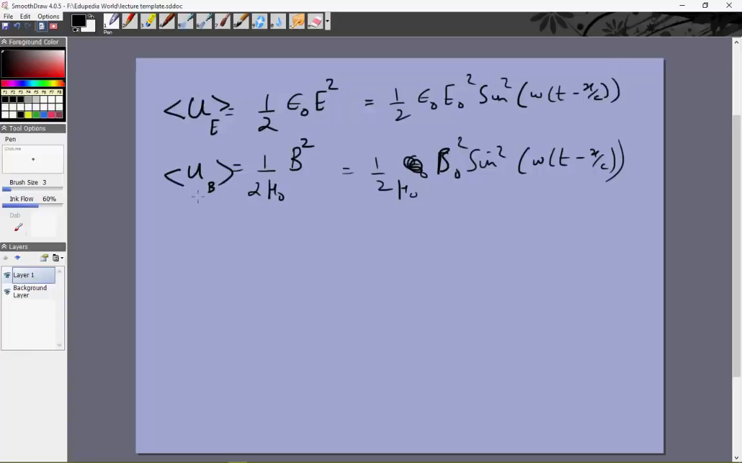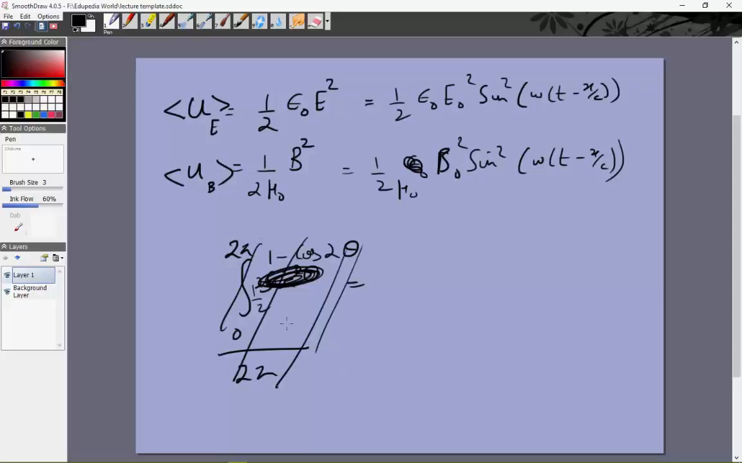of the energy density due to electric and magnetic fields, the average of sine square theta is half. Let me just show that to you. Integral of sine square theta from 0 to 2 pi: sine square theta can be written as half of 2 sine square theta, and 2 sine square theta can be written as 1 minus cos 2 theta, right? Integral of cos 2 theta will be 0, and we are left with half into 2 pi, and the denominator will be 2 pi because we wanted the average, so it will come out to be half. Anyway, this is something you should remember. The average of sine square theta and cos square theta over a complete cycle is equal to half, right?